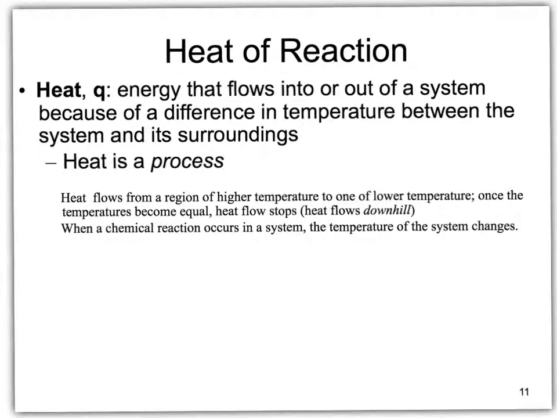When we talk about heat, we abbreviate it with a small q. We are addressing energy that flows into and out of a system because of a difference in temperature between the system and its surroundings. So heat is actually a process. It flows from a region of higher temperature to a region of lower temperature. And once that temperature becomes equal, the heat stops flowing. So heat flows downhill.